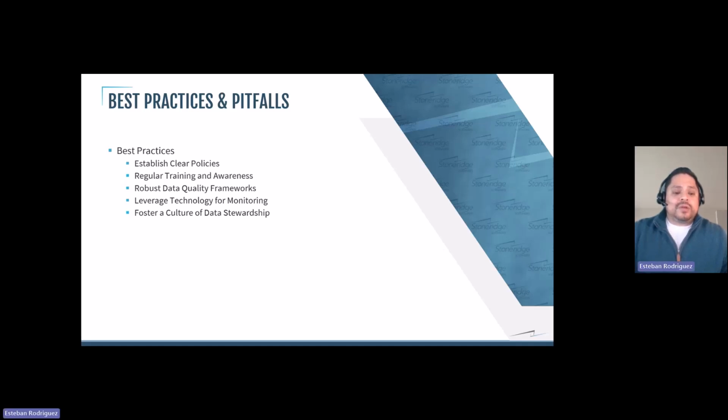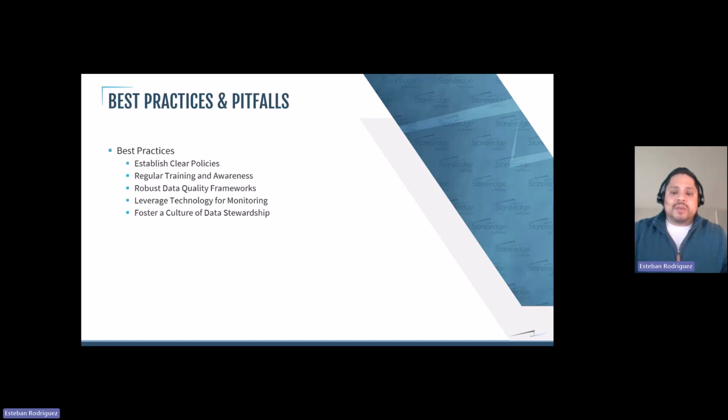Implementing robust data quality frameworks is essential. These frameworks should include mechanisms for data validation, cleansing, and reconciliation to ensure accuracy and reliability. High-quality data is the backbone of effective decision-making and operational efficiency. By investing in good data quality practices, we safeguard the integrity of our data and enhance the overall trustworthiness of our data systems.